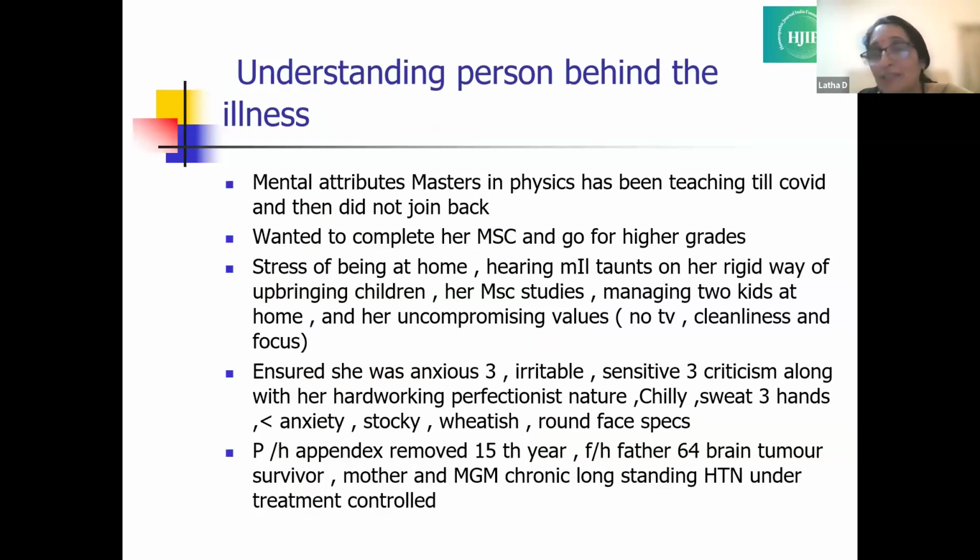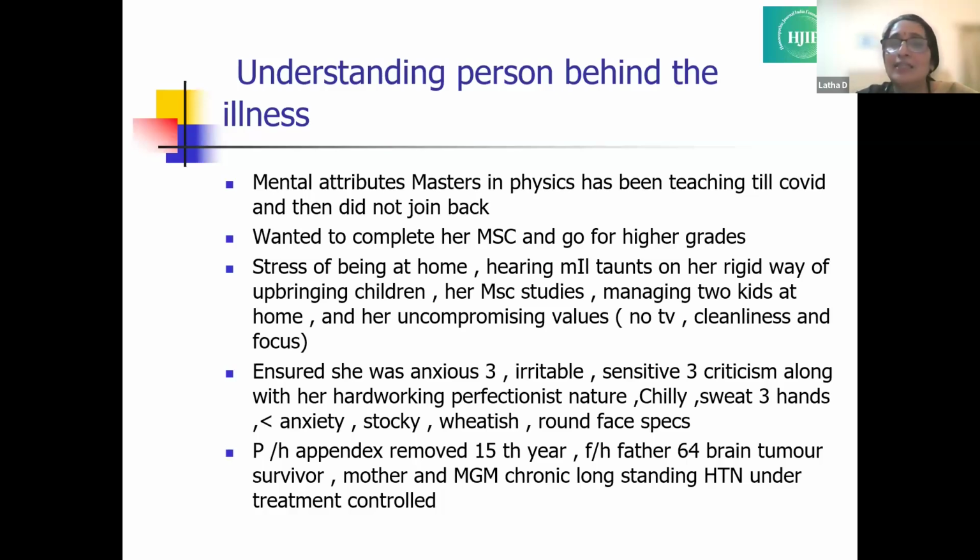Here, she wanted to complete her MSc. She joined the MSc. She was at home looking after the kids because everybody was at home during COVID. She could not manage the kids, who were extremely naughty, for a mother who is so rigid and perfectionist. She couldn't have them running all around and messing the place up, or watching TV when she would have wanted them to study, or a mother-in-law who kept taunting her about the way she brought up the children.